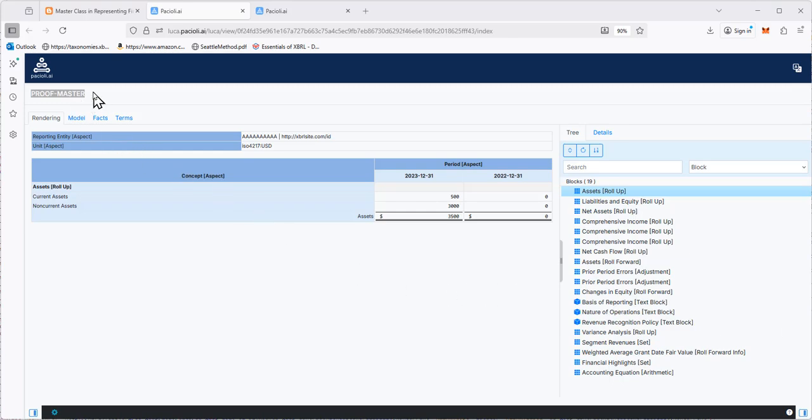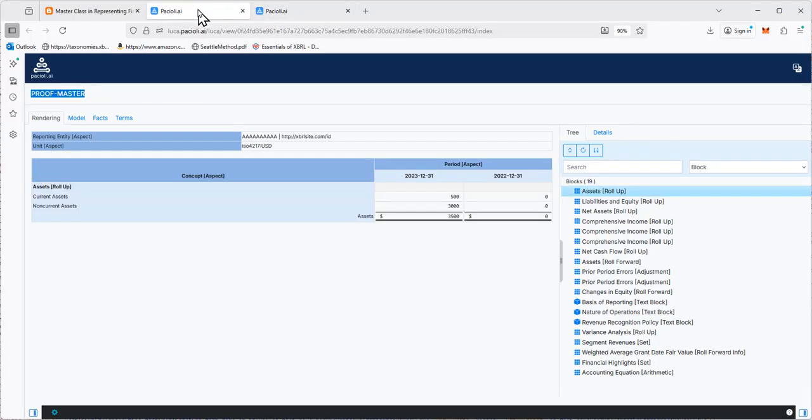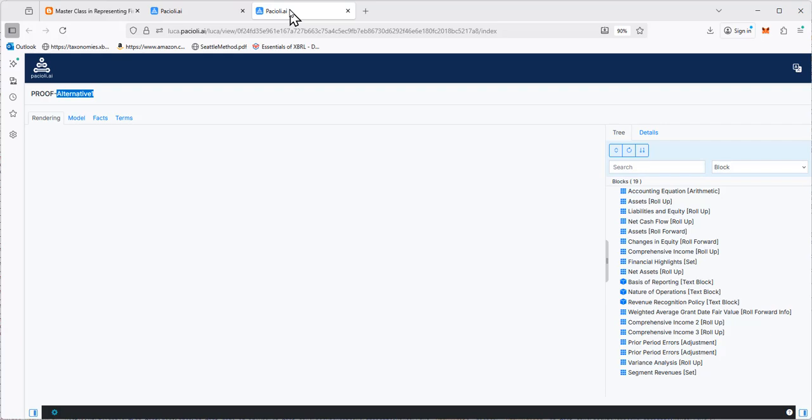In the last video, I showed you the proof master. In the proof master, we had 19 blocks of information. You can see those here. So in this video, I'm going to walk through the PROOF-Alternative1. Okay, there's a difference in the representation of how this master and this alternative one were represented.